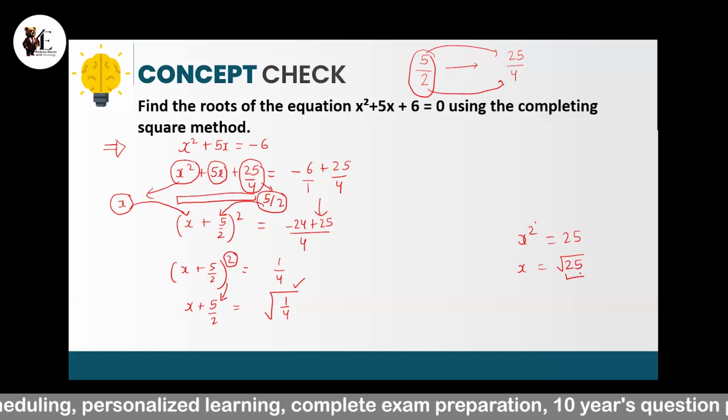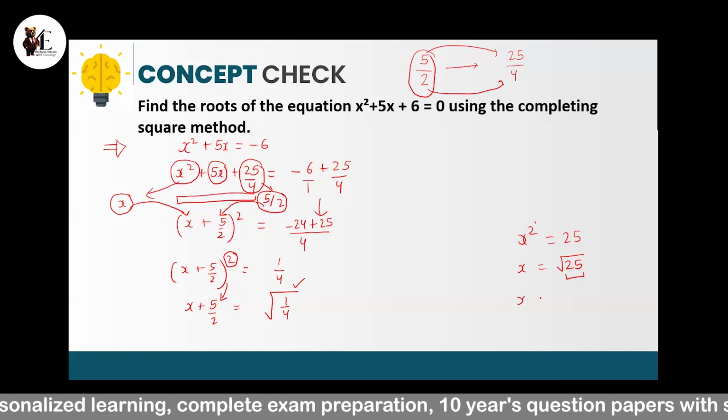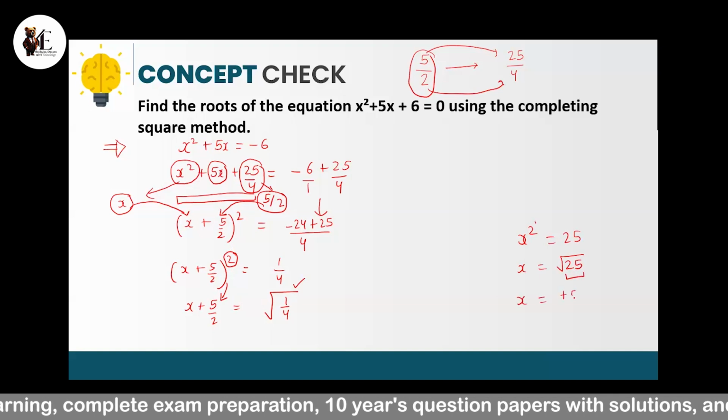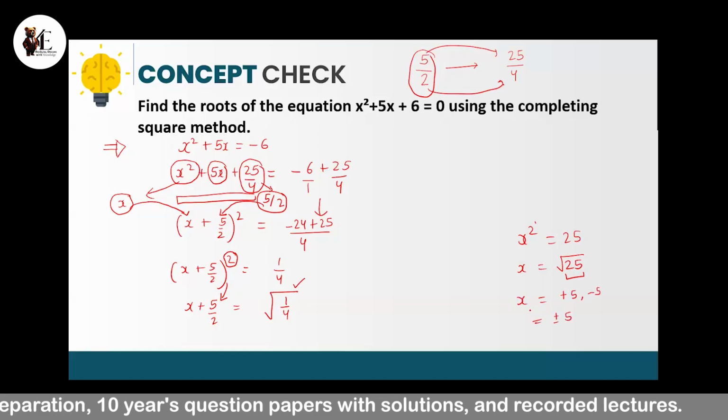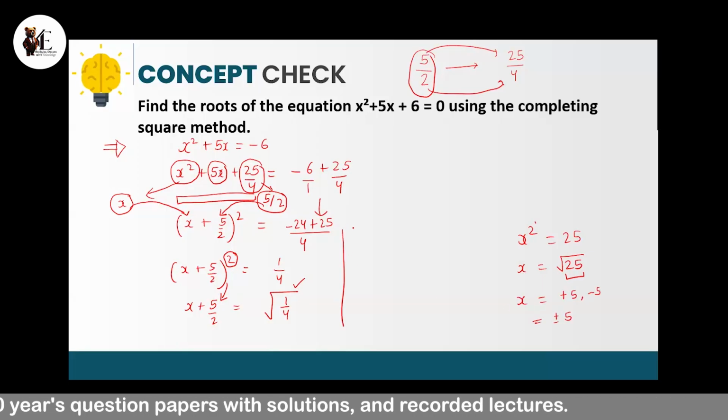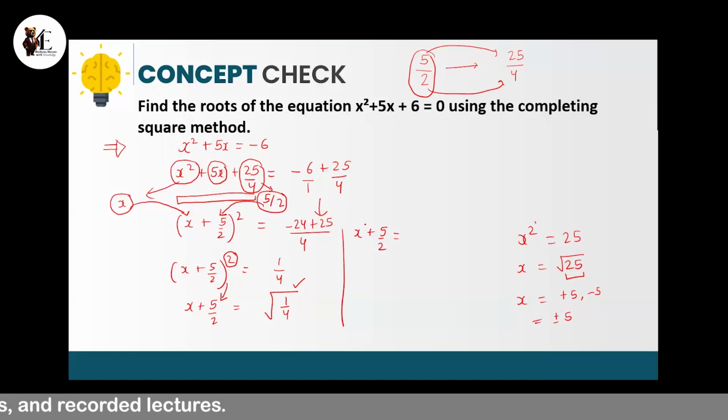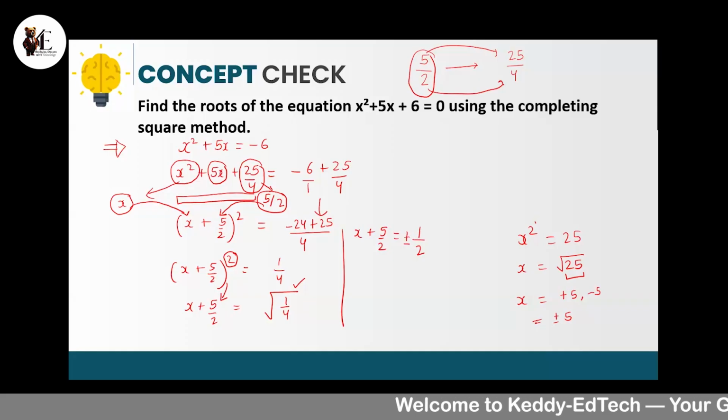Now we have to check: 25 is the square of which number? Five. It is the square of positive 5 and negative 5, so you can write plus minus 5. Similarly, here x plus 5 over 2, we have to check that 1 over 4 is the square of which number? 1 is the square of 1 and 4 is the square of 2, both positive and negative. Because when you square positive 1 over 2, you will get 1 over 4, and if you square negative 1 over 2, you will get the same 1 over 4.